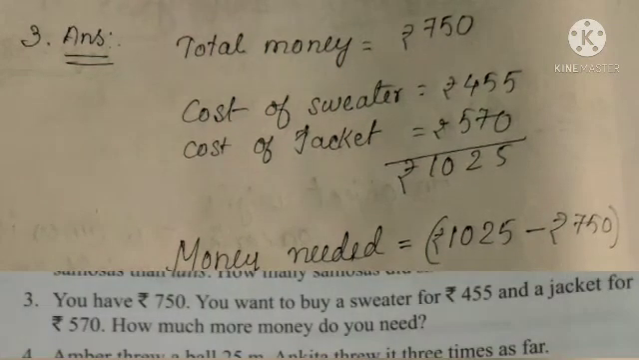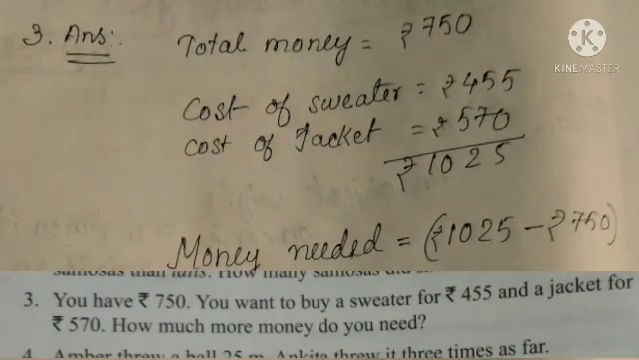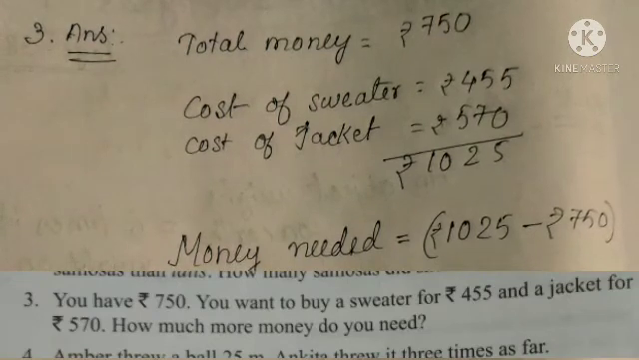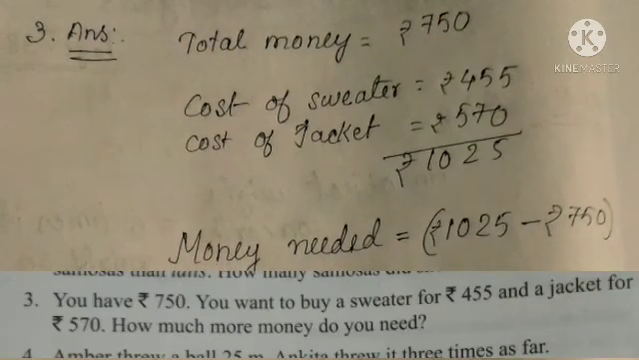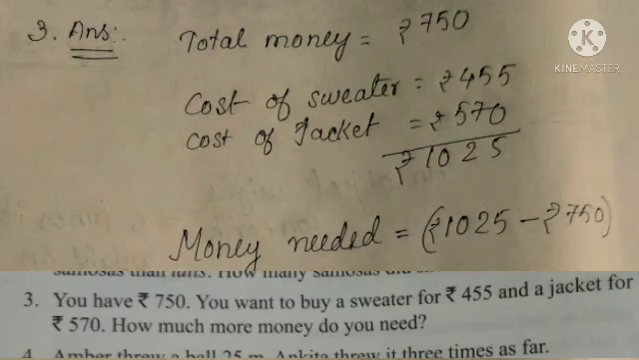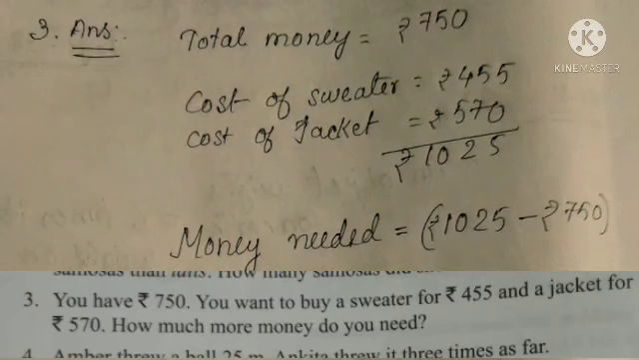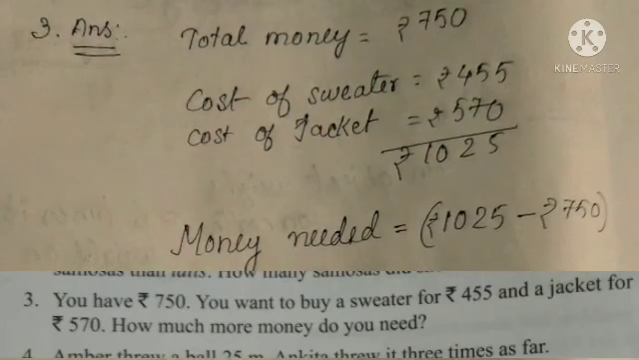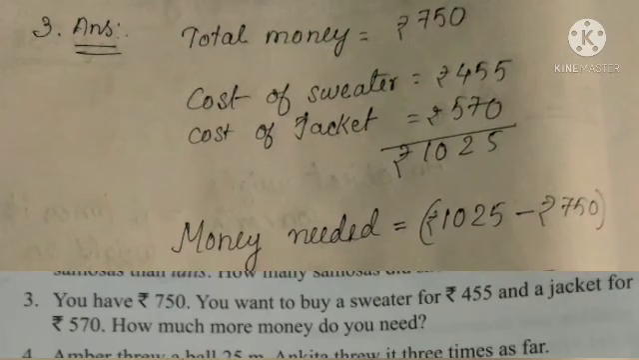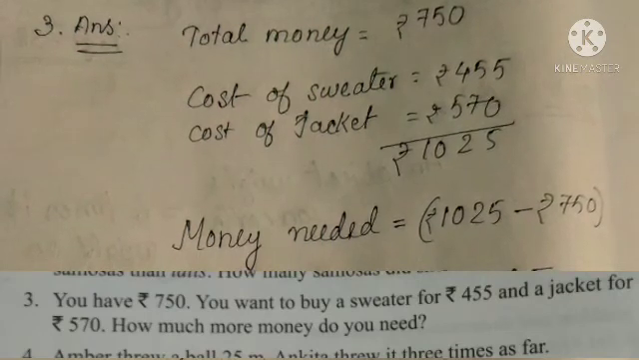You have rupees 750. You want to buy a sweater for rupees 455 and a jacket for rupees 570. How much more money do you need? So you can see here I have written total money given is rupees 750 and cost of sweater and jacket together is rupees 1025, right?